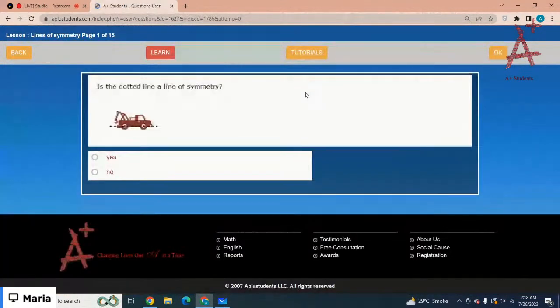Okay, is this a line of symmetry? Which is the correct option, yes or no? Is the dotted line a line of symmetry? No. If you fold the shape along the dotted line, the two sides don't exactly match up. That means this is not the line of symmetry. So the correct option is no.